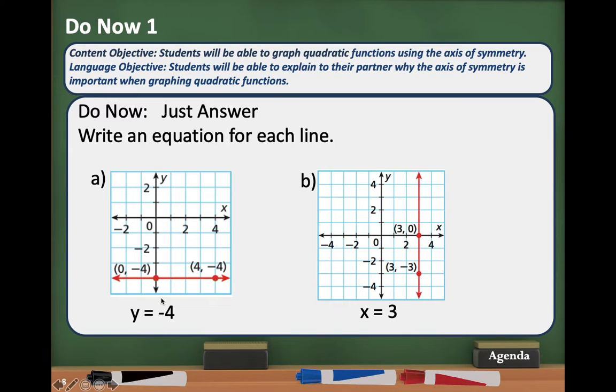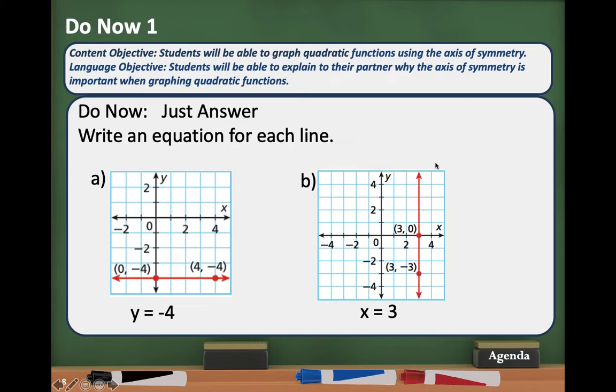But there are these two non-slanted lines. We have a horizontal line, which, if you found the slope using rise and run, you'd find it has a slope of 0, but it does have a y-intercept right here. So this could have been written as y equals 0x minus 4. But mathematicians get rid of that 0x, so it's just y equals negative 4.